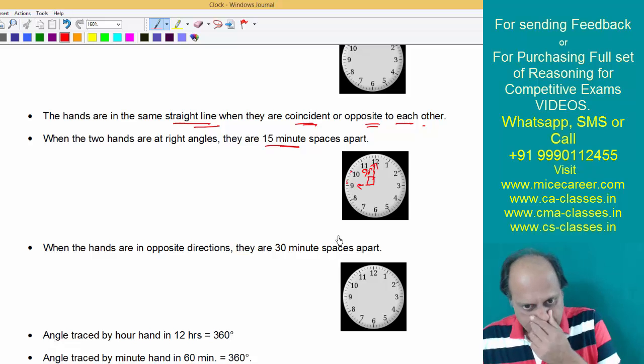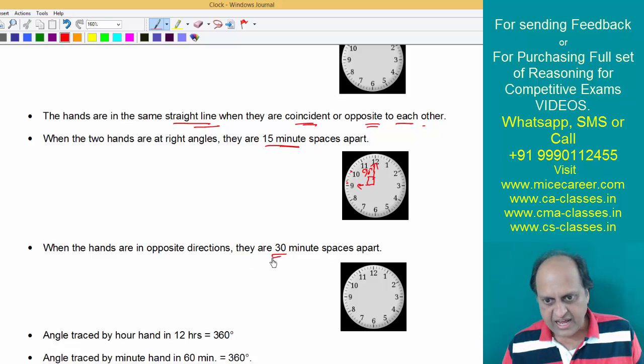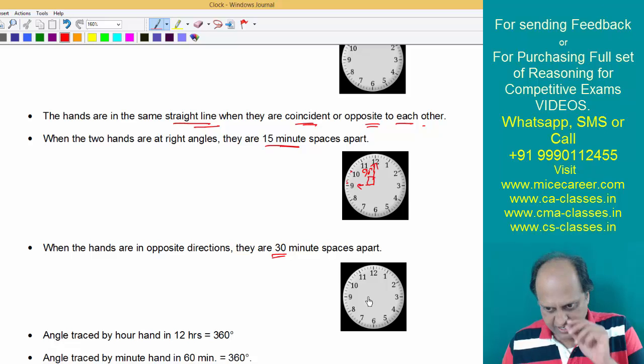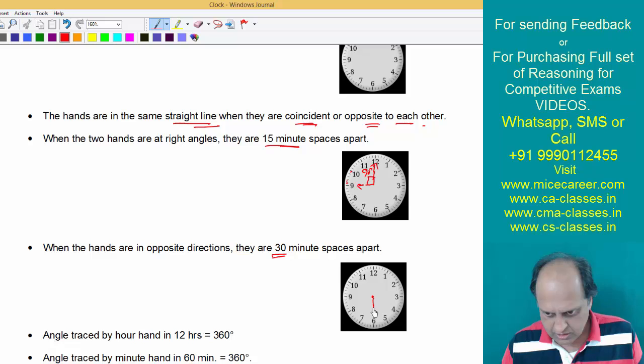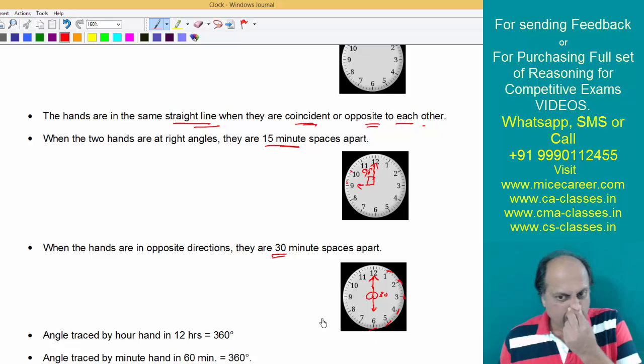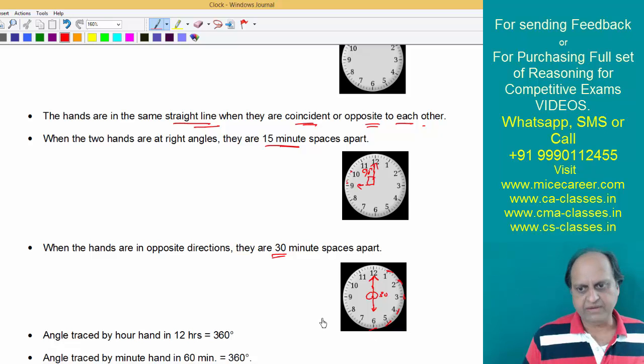And when they are in opposite direction, there are 30 minutes, as I had shown you earlier. Again I will show you 6 o'clock, hour hand here and minute hand here. Now this is 30 minutes. You can count 5 minutes, 10 minutes, 15 minutes, 20 minutes, 25 minutes, 30 minutes. So they have 30 minute spaces in between them.